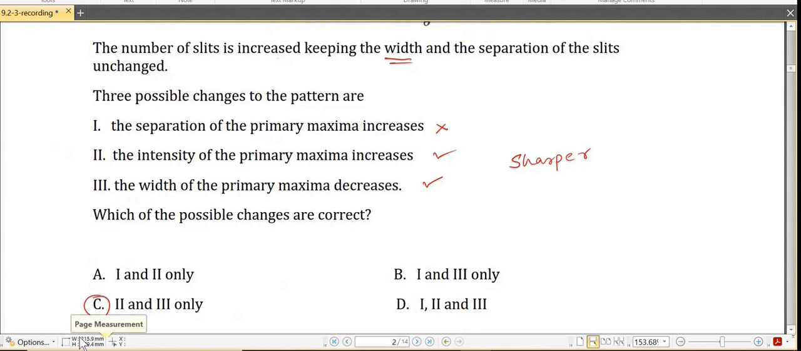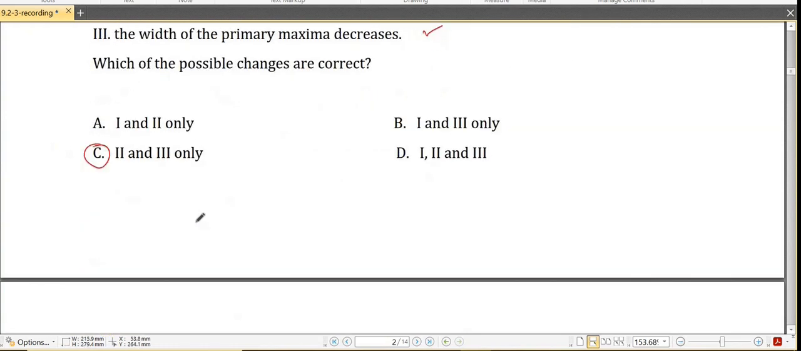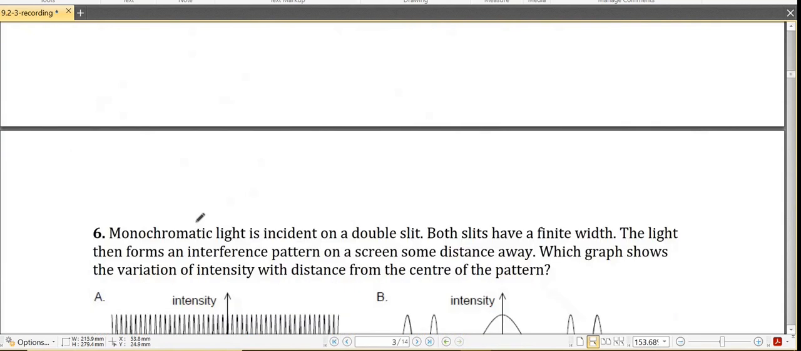So before even looking at the options, students, I would like you to recall the concepts that you learned, try to answer the questions, and then choose the correct answer. Let's look at the next question.